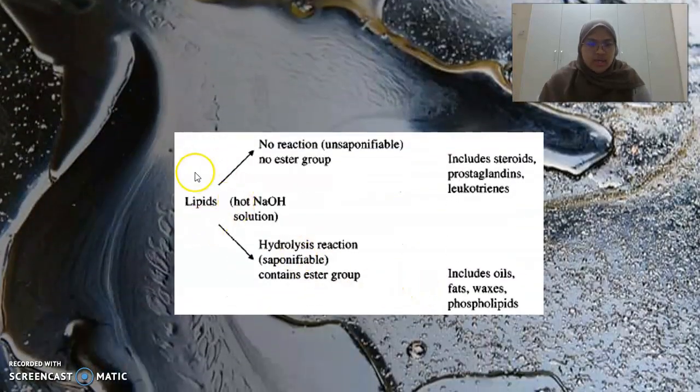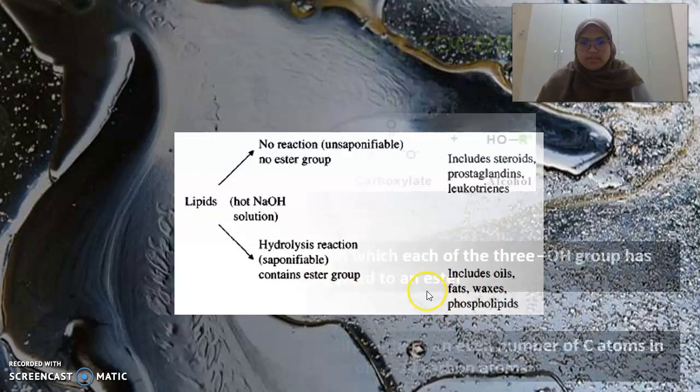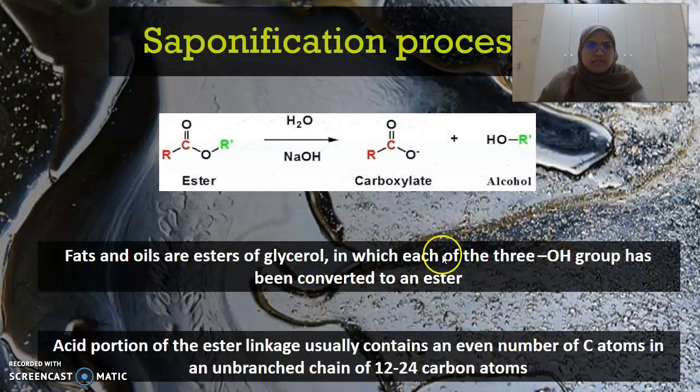So next, we can see here lipid reacting with hot sodium solution. Lipid can be fat, oil, or waxes. They will have no reaction if the lipid has no ester group, for example steroids, prostaglandins, and leukotrienes. The lipids that undergo the hydrolysis reaction contain an ester group, for example oils, fats, waxes, or phospholipids. So next, for the saponification process, fat and oils are esters of glycerol, in which each of the three hydroxyl groups is converted to an ester.